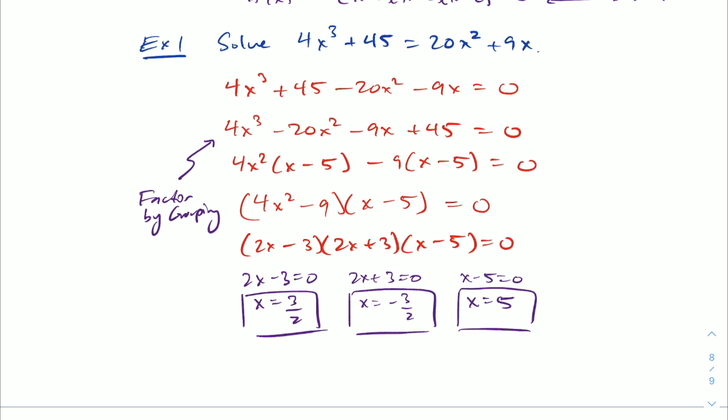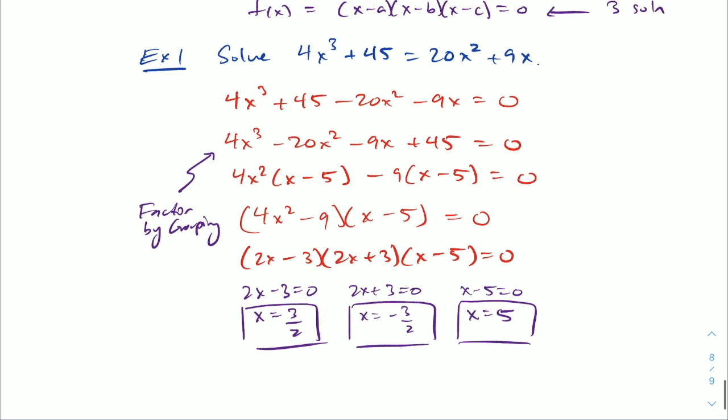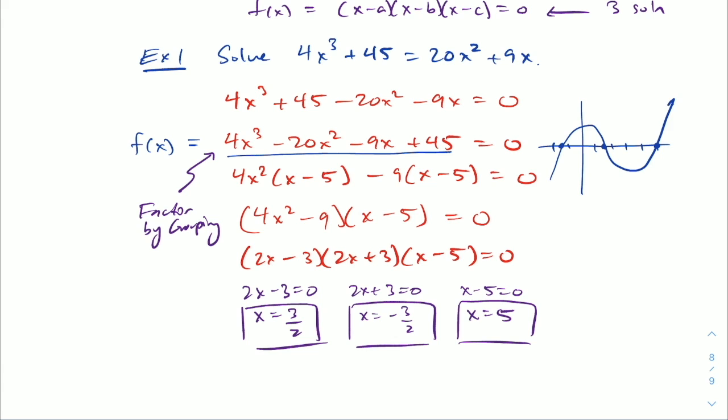And we can check these solutions by graphing. So if we go back to this equation up here and define the left-hand side to be f of x, and if we graph this function, we'll see that it's going to cross at 5, 1.5, and negative 1.5. So it looks something like that. And again, we can get these same solutions by graphing it.